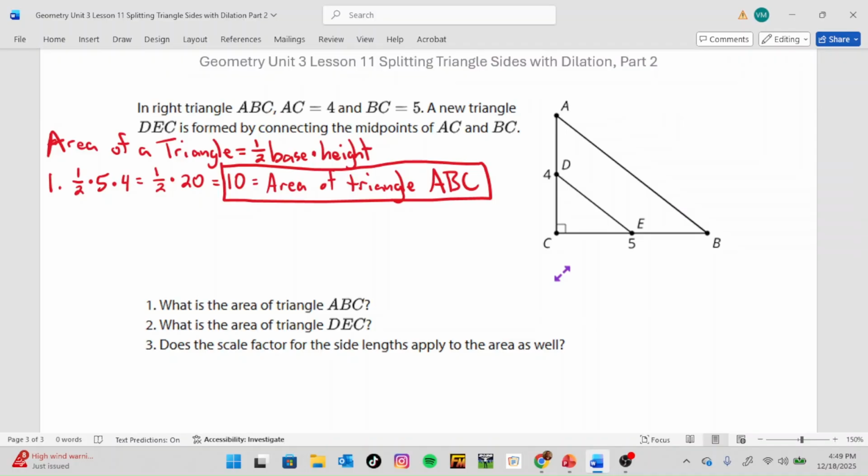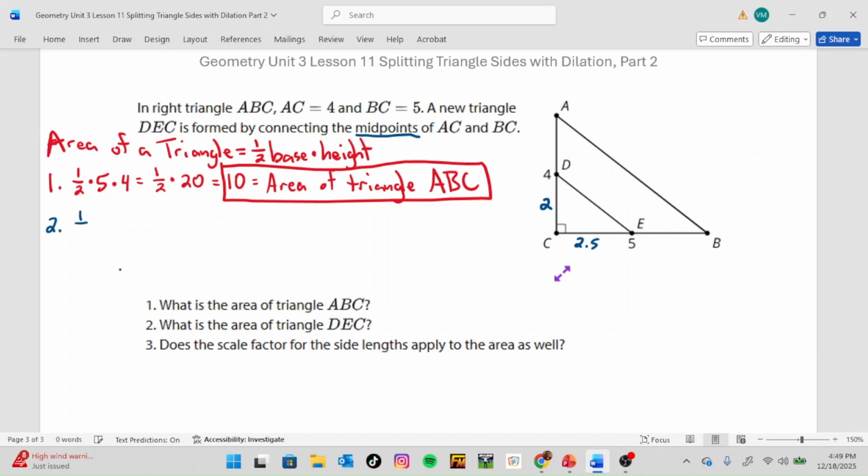Now, number 2, what is the area of triangle DEC? And if you want to pause the video to try it by yourself, please feel free to do so now. Now let's look at number 2 together. We know that they connected the midpoints. Well, midpoints divide in half. So if the full height was 4, then half of that is 2. And if the full base was 5, then half of that is 2.5.